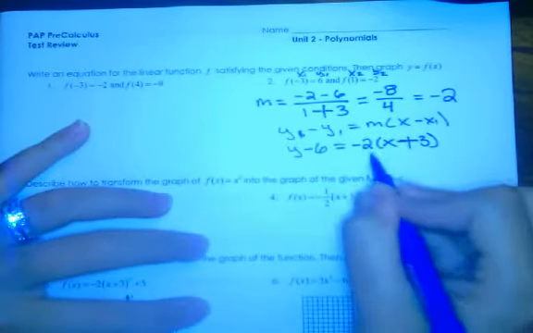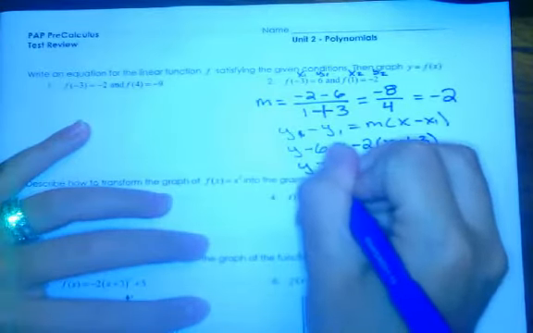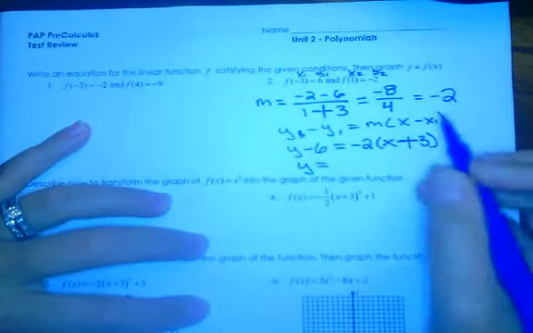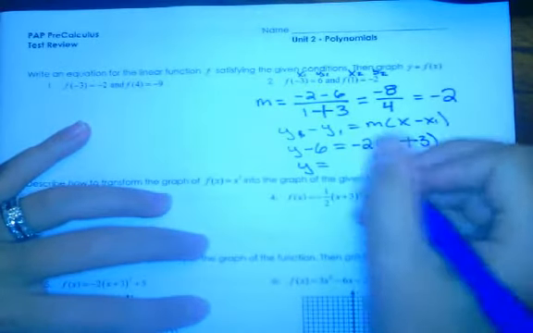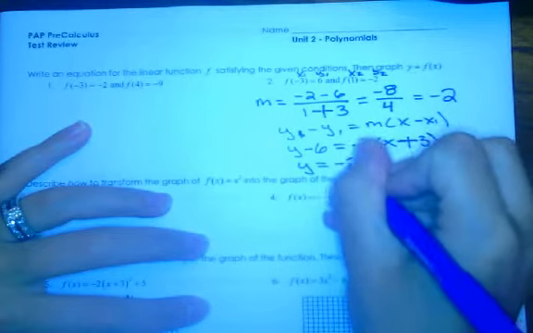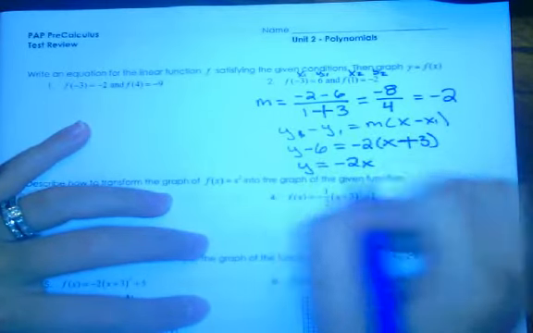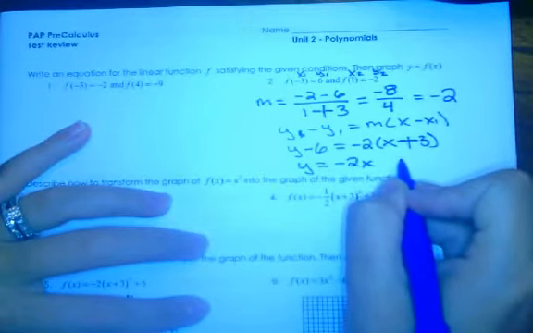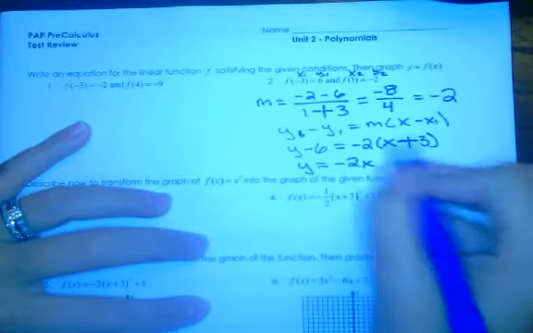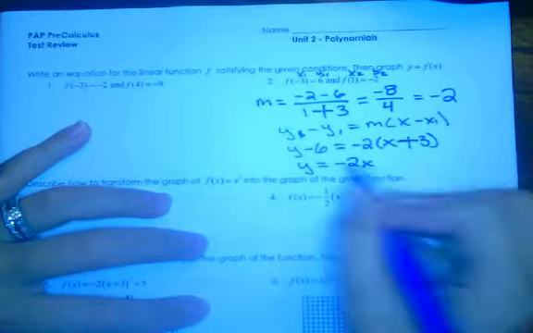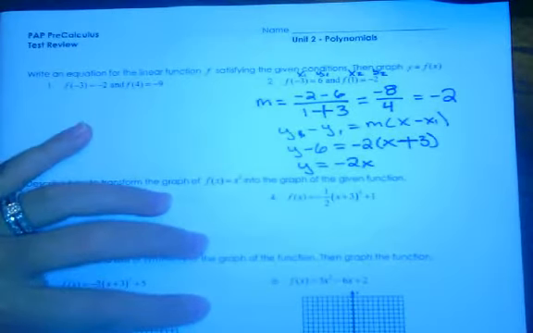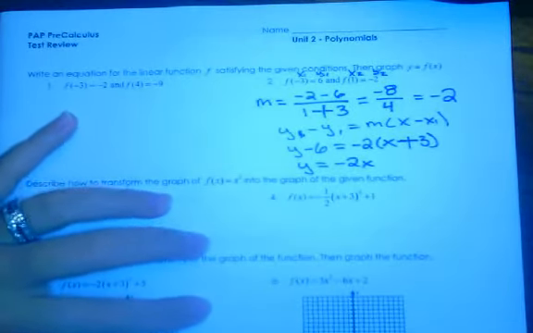So since I want to be able to graph it, I'm probably going to rewrite this in y equals mx plus b form. So negative 2 times x, so that gives me negative 2x. This would give me a negative 6, and then I'm going to add 6 to both sides. So it gives me negative 6 plus 6, which is 0. So the equation of the line is just y equals negative 2x.